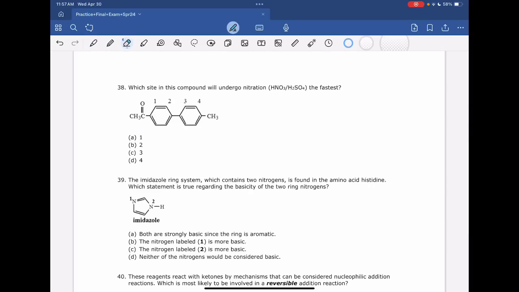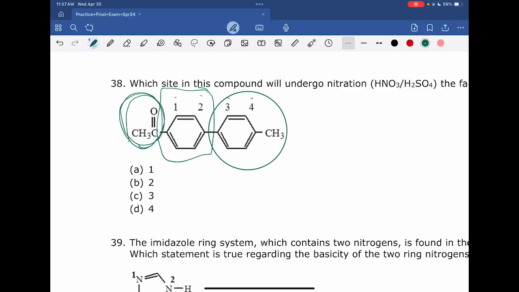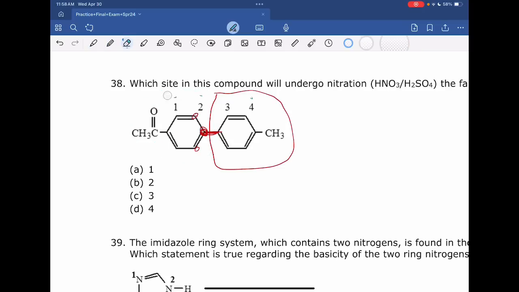Okay, question 38 is just another EAS question. They're asking us which of these carbons is the better site for EAS to happen. So let's analyze them. This ring on the left is deactivated by this group, and it's also activated by this R group. Even though this is a ring, it still counts as an R group. In here, you're activating it towards the ortho and para positions. So this one on the left is deactivated and activated at the same time.